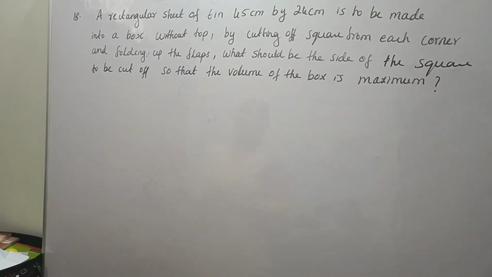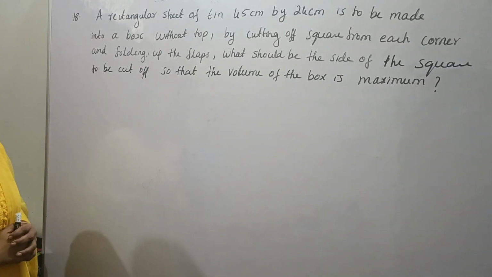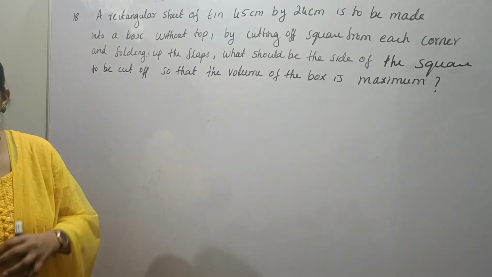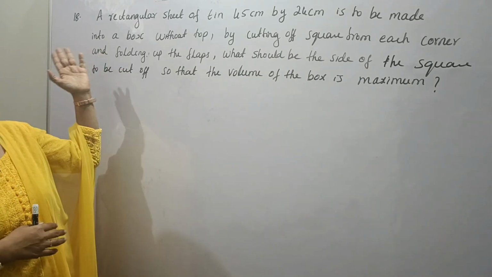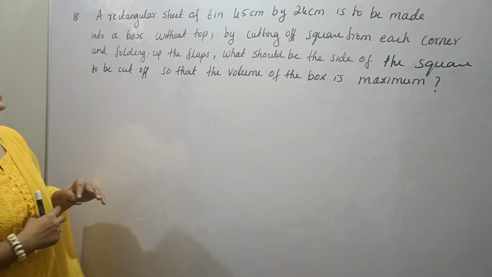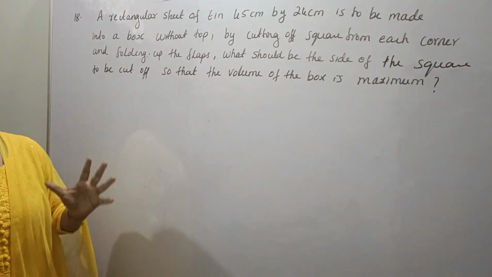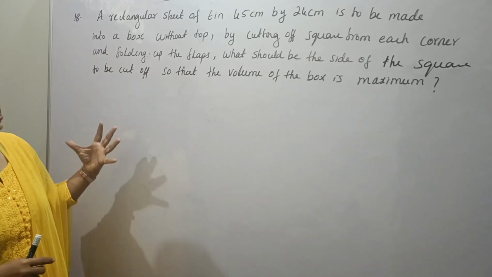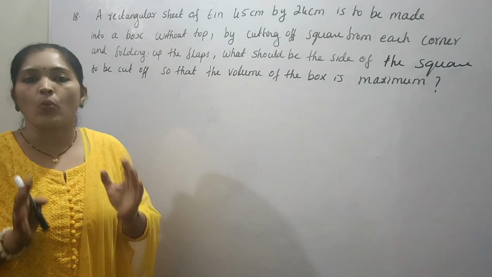A rectangular sheet of tin 45 cm by 24 cm is to be made into a box without top by cutting off squares from each corner and folding up the flaps. What should be the side of the squares to be cut off so that the volume of the box is maximum? So similar question, see in the last question it was a square piece of tin, right? But it is a rectangular piece of tin, and the process is the same, and we have to make a box by cutting off squares from each corner. So here the question is, when the volume of the box is maximum, what is the side of the squares to be cut off?